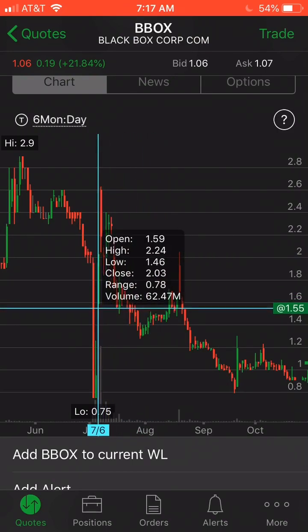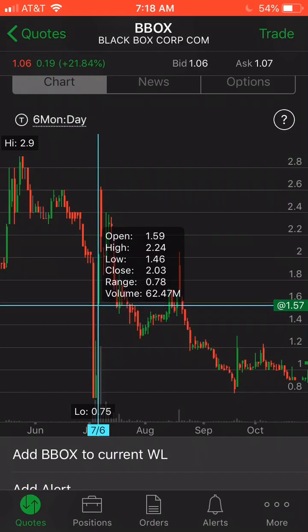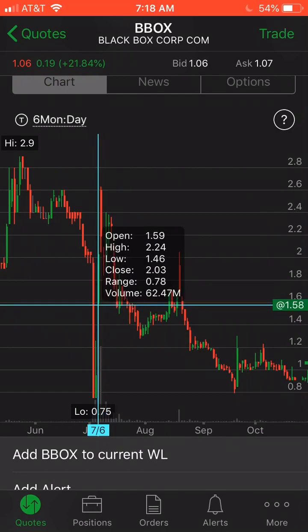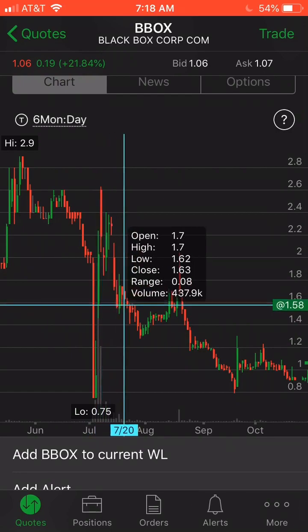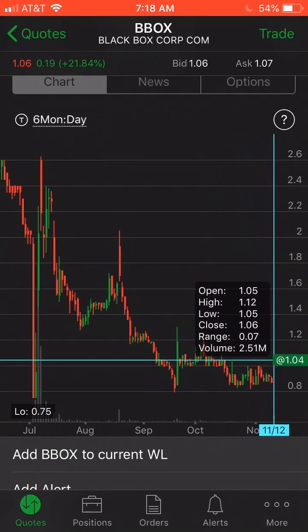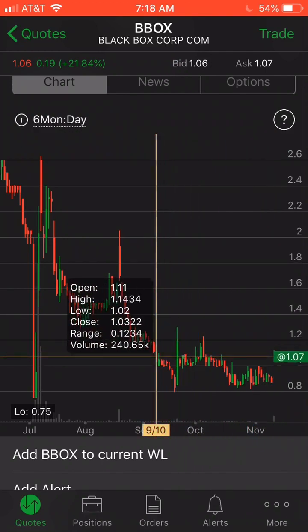Over here we see the volume, it went from a low of 140 to a high of about 224, and the volume was 60 million, and now we are here this day, and the volume just doesn't seem to be that significant yet.